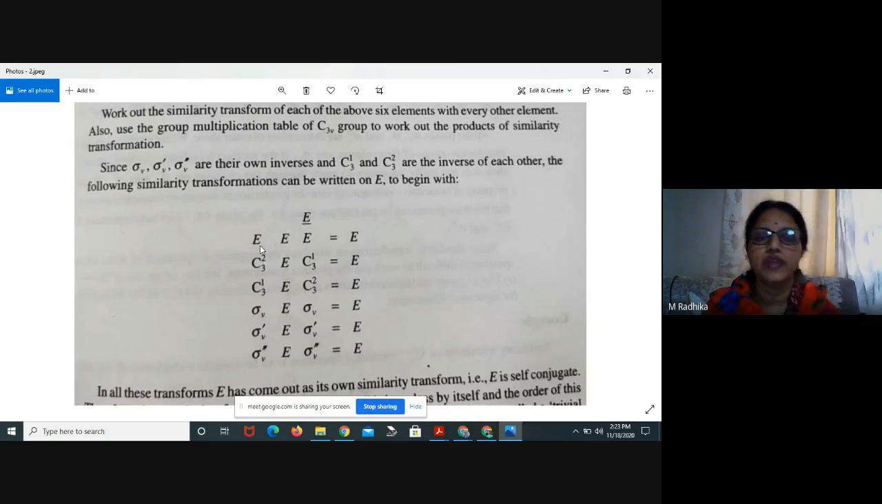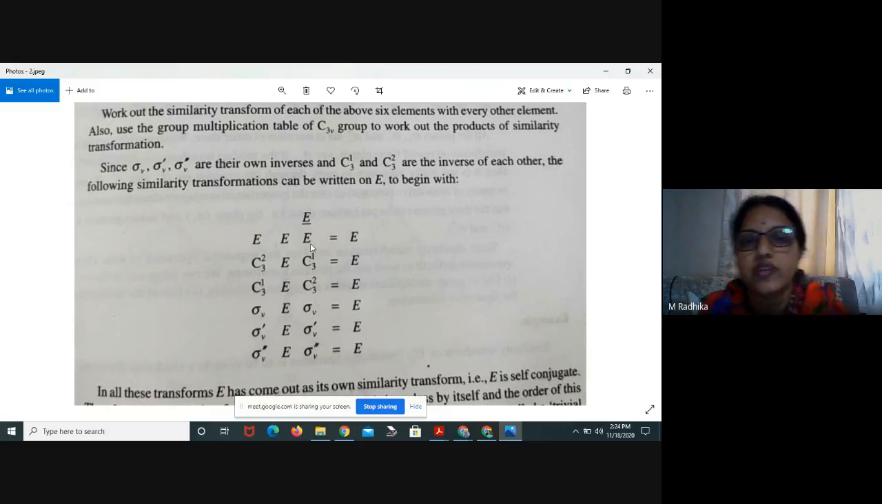Okay, so if I do take the identity, I will put that in the center. What is it that we have to write? We have to write that X⁻¹ A X should give me the product. The first rule is that it is its own similarity transformation, so self conjugation. So E into E into E.